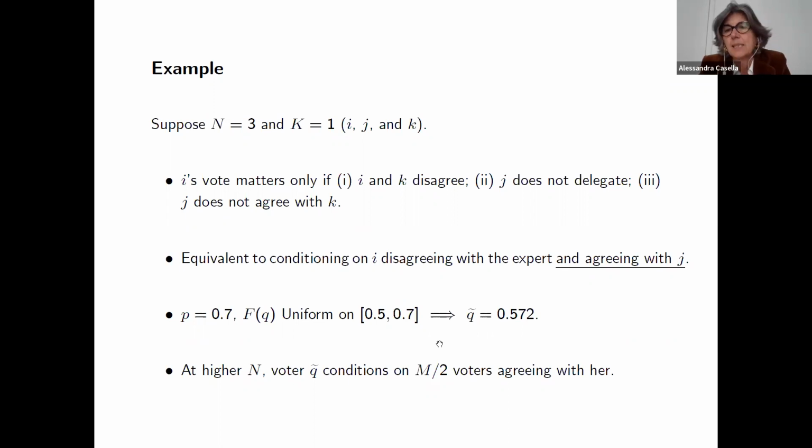And this is, I think, what you'll see in the experiment. This point that I made for n equal 3 is much more general. With a single expert, the threshold that makes the marginal non-expert delegator indifferent will condition on exactly half of all the other non-experts not delegating and voting with her. And so, of course, that gives extra weight to your information.